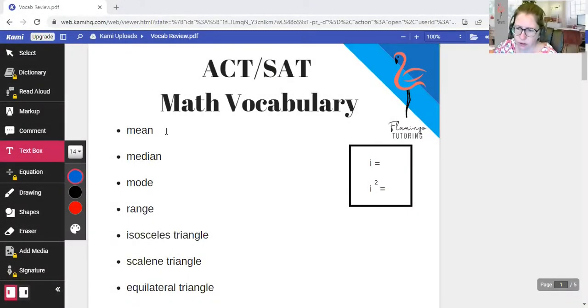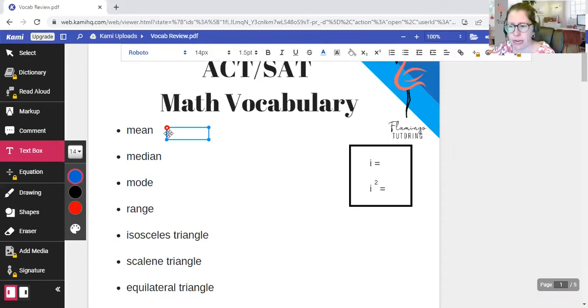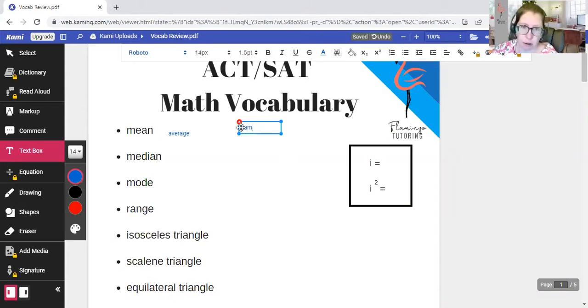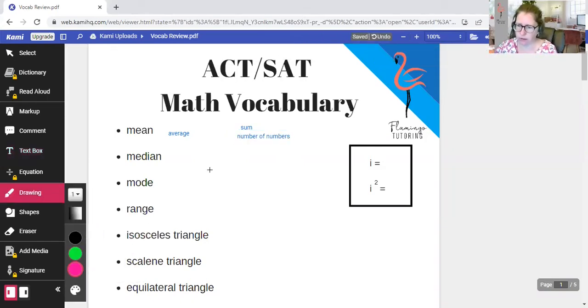All right, so first, let's do some measures of central tendency. Measures of central tendency start with mean. Mean is the average, and you find the average by finding the sum of all of the numbers and putting them over the number of numbers. All right, and we'll just do one of those.